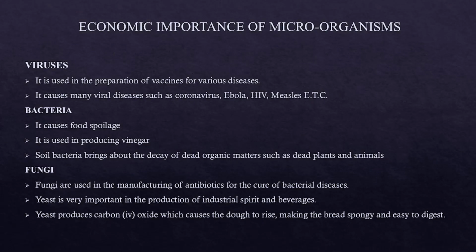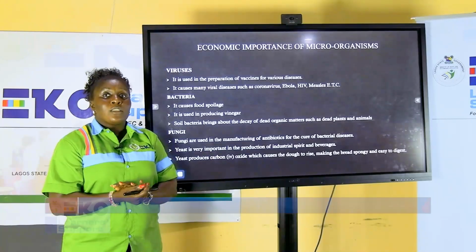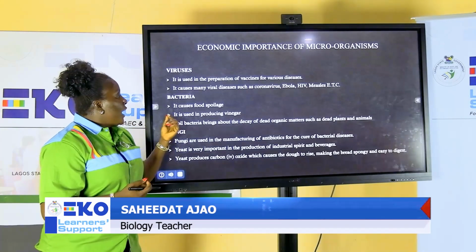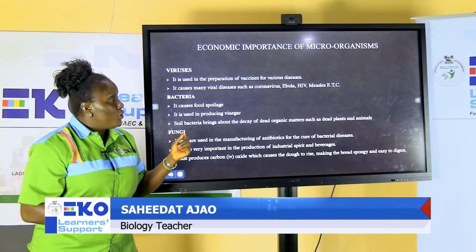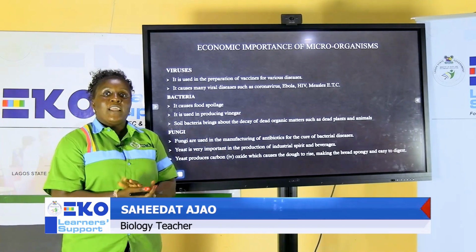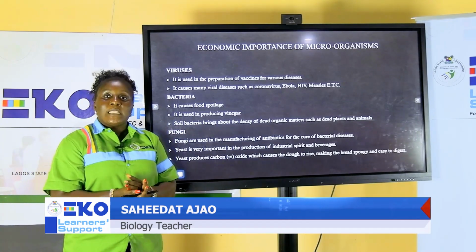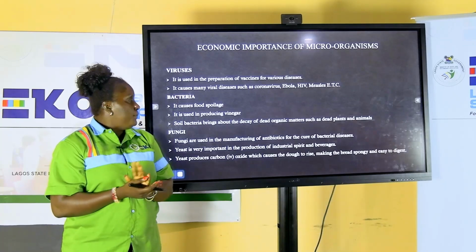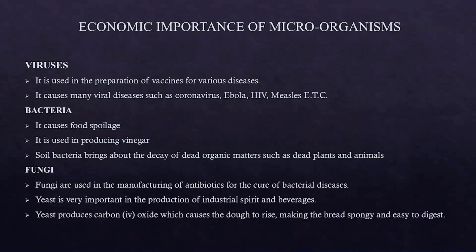Bacteria causes food spoilage. Also, streptococci, which is a shape of bacteria, cause what? Sore throats. It is used in producing vinegar. Vinegar can be used to wash our meats, our fish before cooking. Soil bacteria brings about the decay of dead organisms, matter such as dead plants and animals.